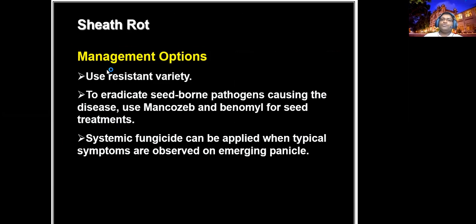For management of this one, you can use a resistant variety and systemic fungicides like carbendazim or mancozeb. It can work easily, and you also have to treat the seeds, right? You can eradicate the seed-borne infection. This is also a seed-borne disease, so you can easily eradicate it by dipping the seeds in antagonist fungi, or you can even use fungicides like Captan and Thiram.